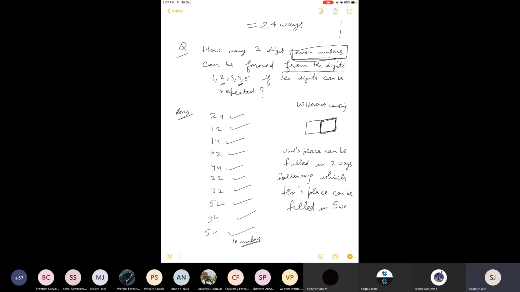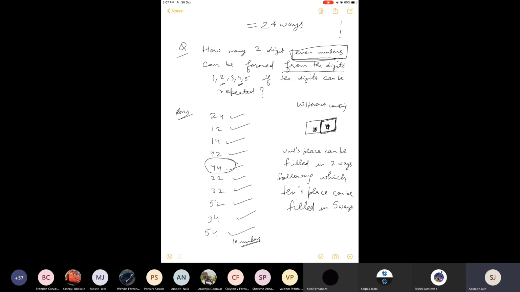You know why? Because repetition of digits is allowed. I said that the units place can be filled in 2 ways. Suppose 2 ways means either 2 or 4. Suppose I have written 4 here. Then is it that I cannot use 4 again? I can use it. Why? Because repetition is allowed, and 44 is present here. So what I want to say is, the units place can be filled in 2 ways because it has to be an even number.